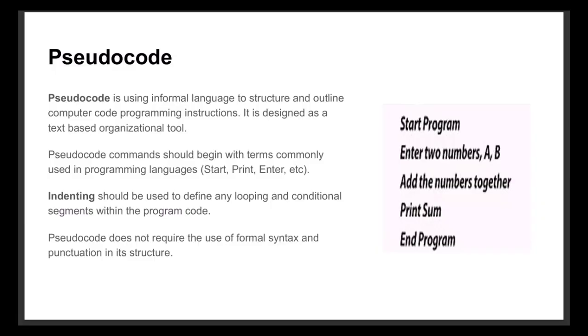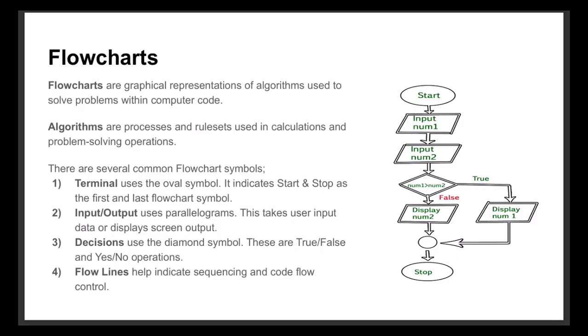Next, we're going to discuss flowcharts. Flowcharts are graphical representations and displays of the algorithms and commands that we use within our computer code. Algorithms are processes and rule sets that we use in our code to perform calculations and to solve mathematical equations and operations. In a programming flowchart, you will see several common symbols.